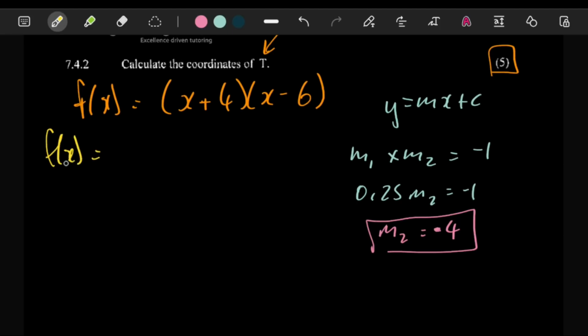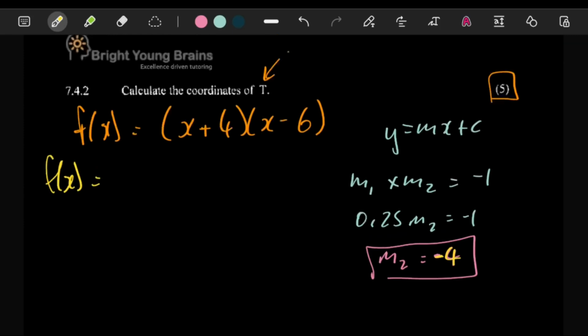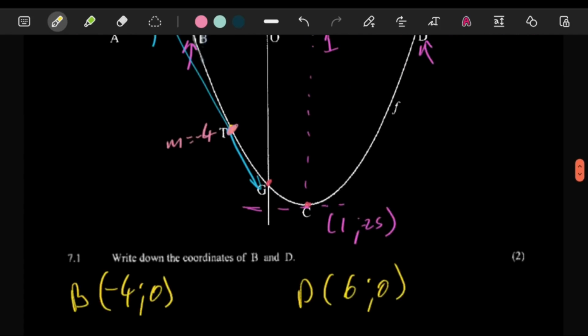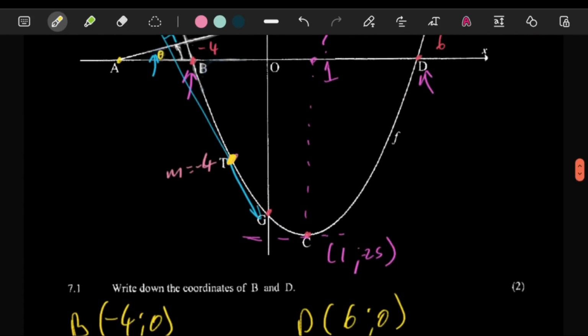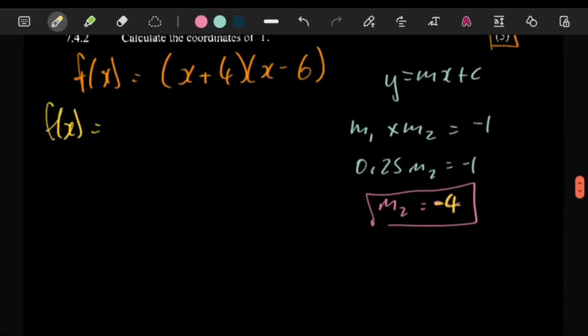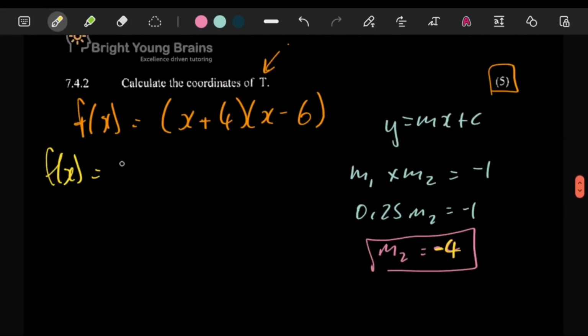In f of x, for us to find out where the gradient is equal to negative 4, remember the gradient of a tangent is equal to the gradient of the curve at the point of intersection. So x times x is x squared. This times that is negative x. This times that is positive 4x. This times that is negative 24. This is x squared. Negative 6 plus 4 is negative 2.